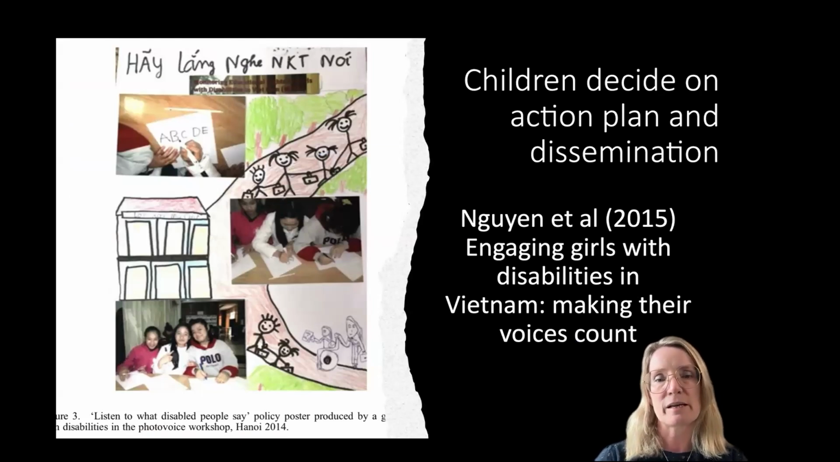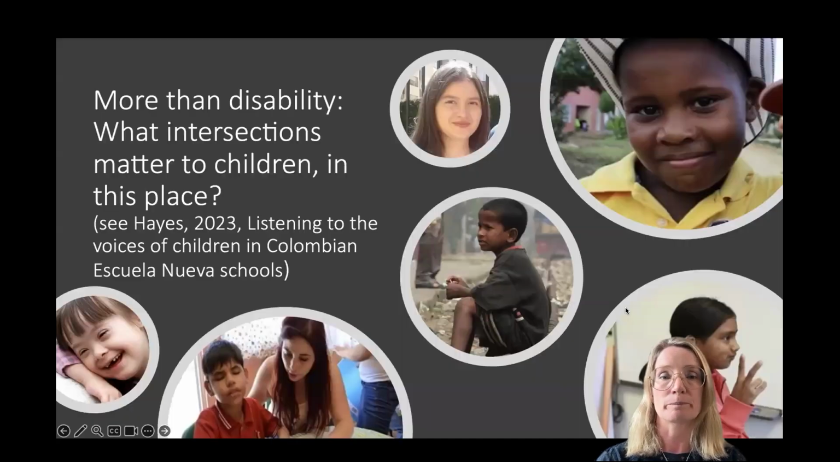And there's a really nice example of that in Nguyen et al.'s 2015 work, where they engaged girls with disabilities in Vietnam. They brought disabled people, local people, to facilitate, and they helped the girls draw, take photos, craft, and then think about how they could take their messages to government, and they did so. It's a really good article that would give you a good overview.